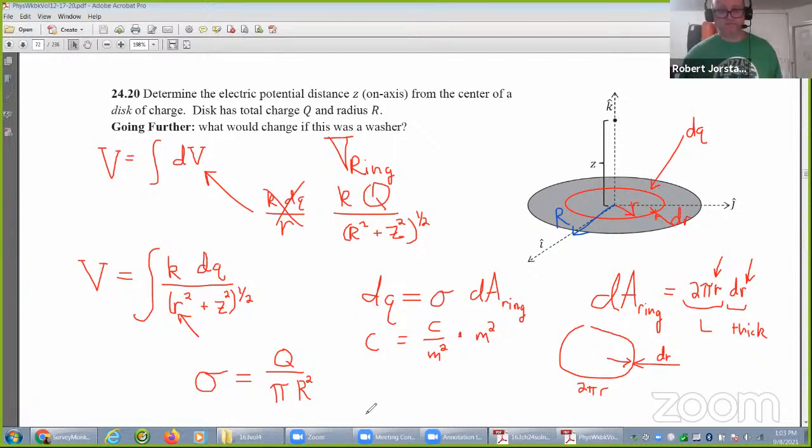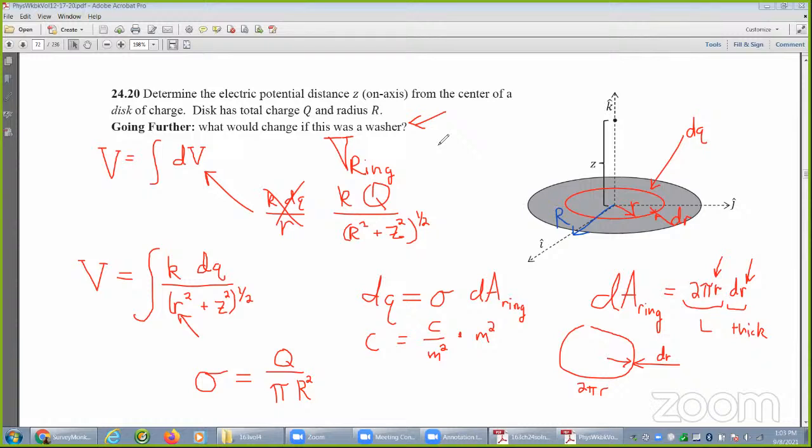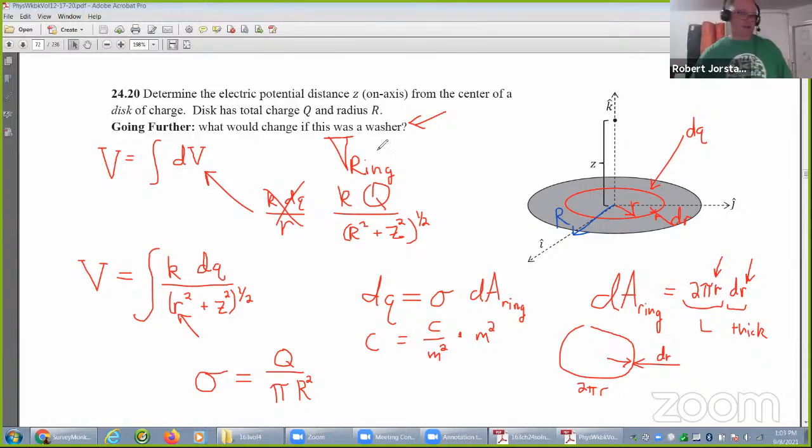All right. Now, let's do this. What would be different if I put a washer on the test? You would have different limits on your integral. You'd go from the inner radius to the outer radius. Oh, I guess I should be careful here. I didn't put the limits on, right? I should do that really quick. The limits for this integral would go from 0, the smallest possible value of r, to capital R, the biggest possible value of little r.